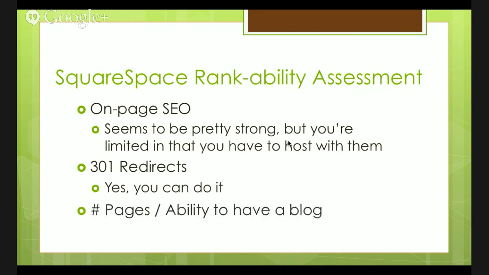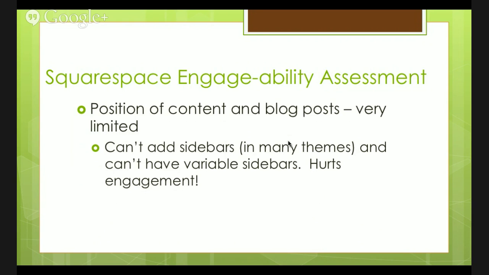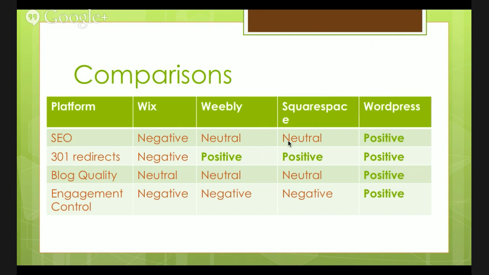301 redirects, you can do that. Number of pages and the ability to have a blog, yes, you do have the ability to have a blog. Again, with Squarespace, the problem is that you are very limited. You can't add sidebars in many of the themes, and you can't have variable sidebars. Hurts engagement. So all of these are limitations that we can't live with because we need to deliver a really good product.